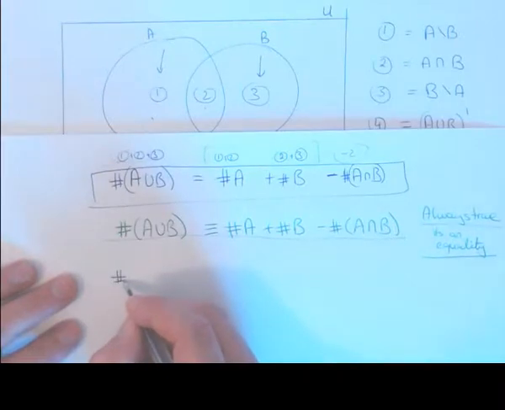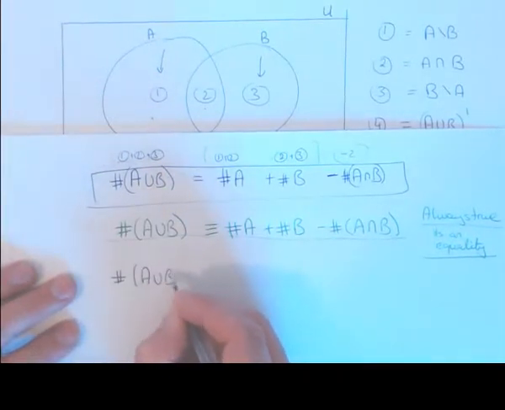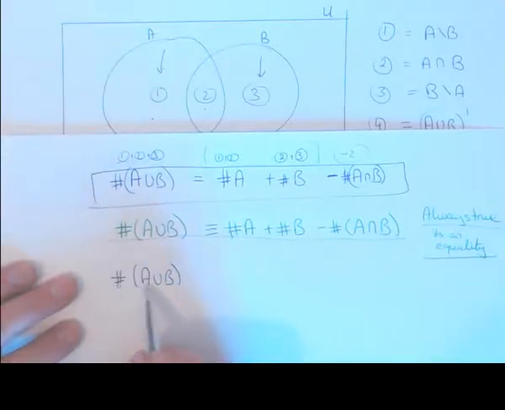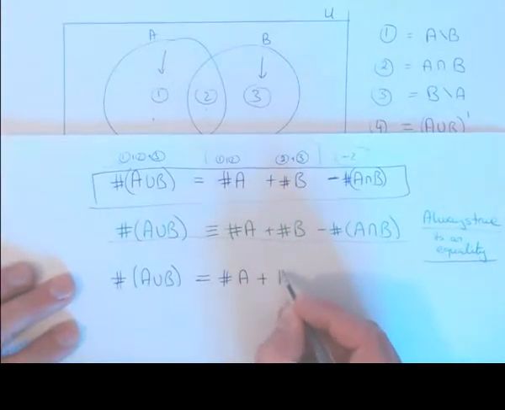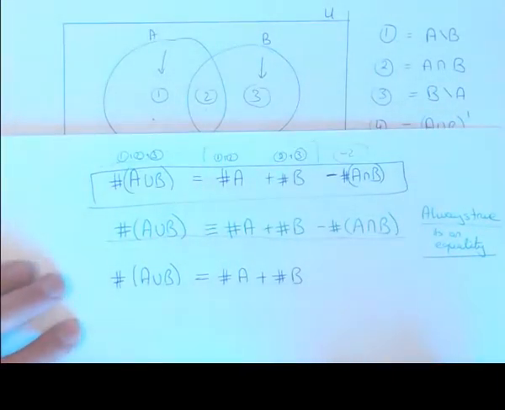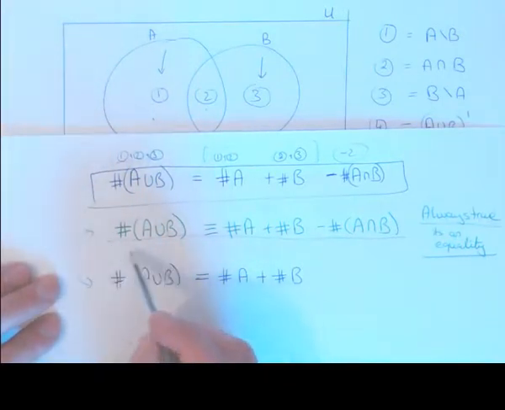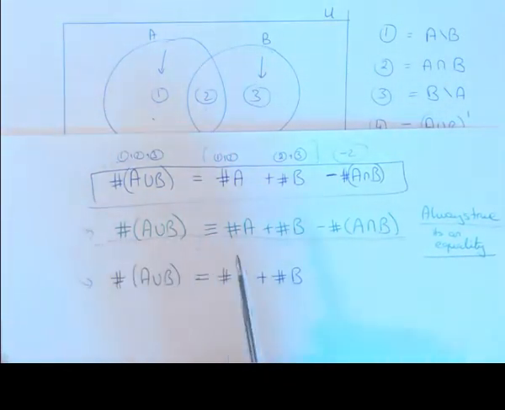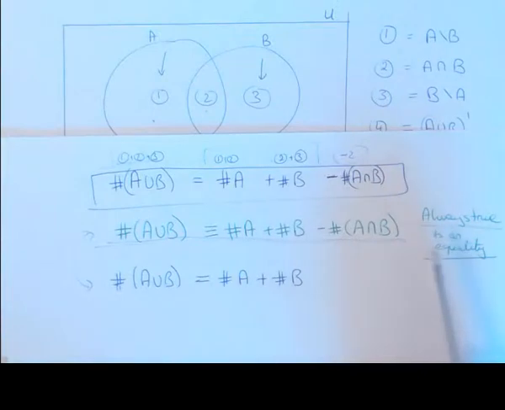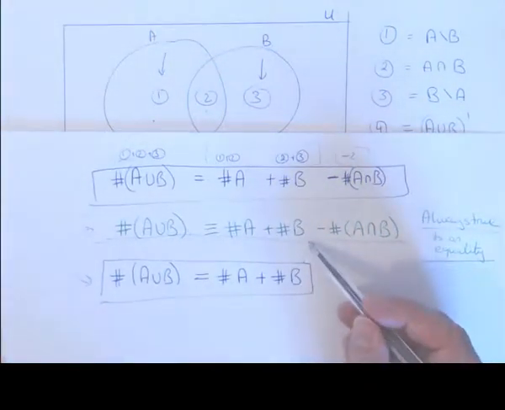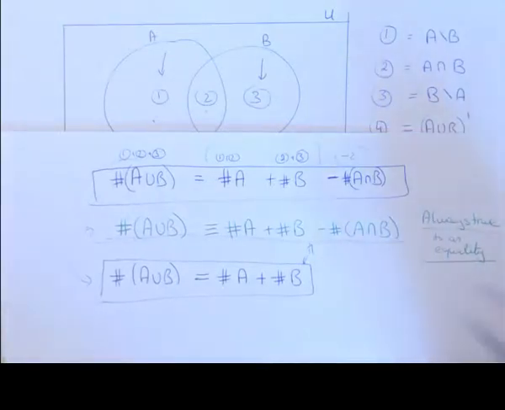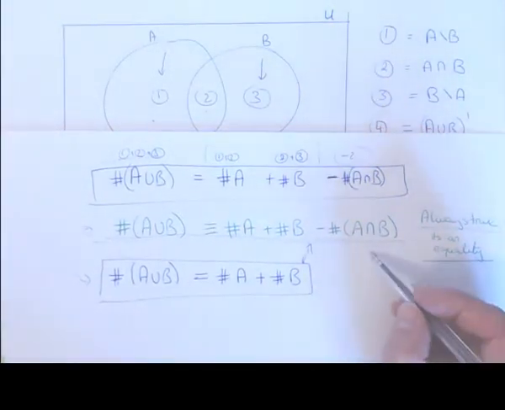Now, here's a little question for you. When is the number of elements in A union B equal to the number of elements in A plus the number of elements in B? And you can compare this with your equality. The equality is always true. The number of elements in A union B is always equal to the number of elements in A plus the number of elements in B less the number of elements in A intersection B. When is this true? This is sometimes true. And if you compare the two of these, you should be able to see when this is true.